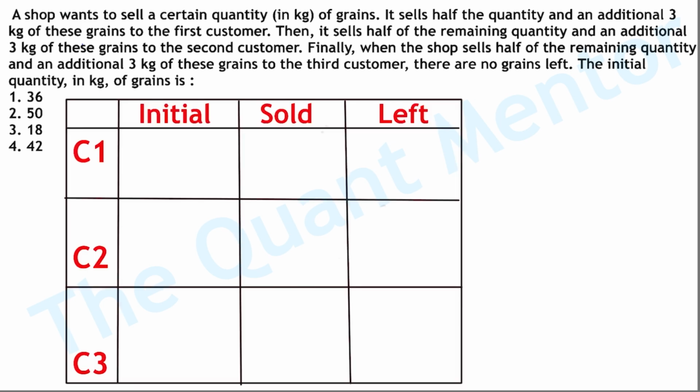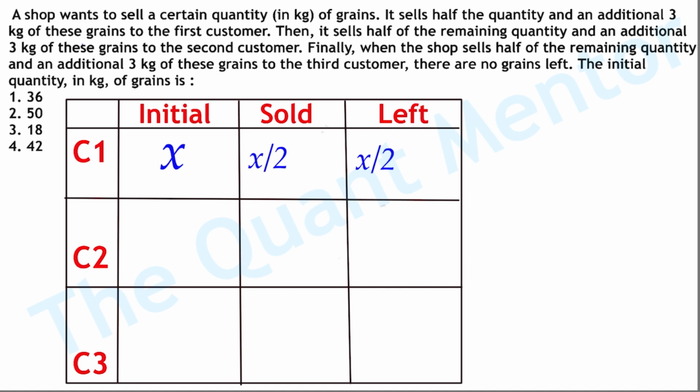So you can see a table here. The columns tell you the initial number of grains, the grains sold and the grains which are left, and the rows are the customers, first customer, second customer and third customer. Let us suppose that initially there were X kgs of grains. When the first customer comes in, we sell half the grains. So X by 2 kgs are sold and X by 2 kgs are left.